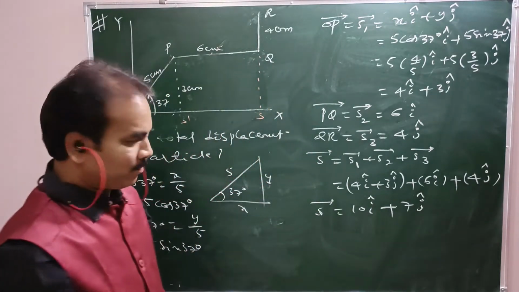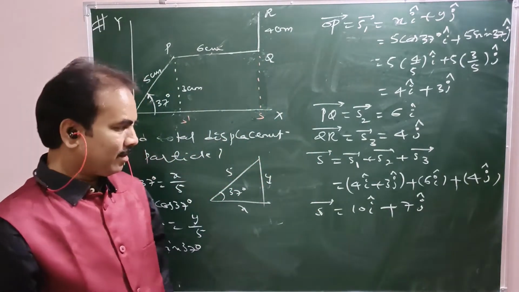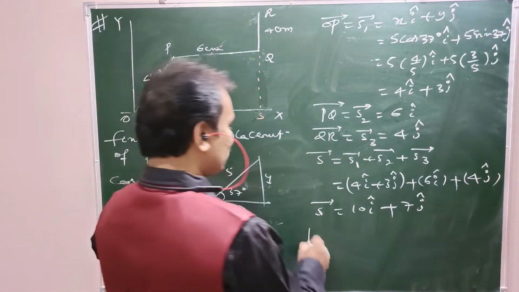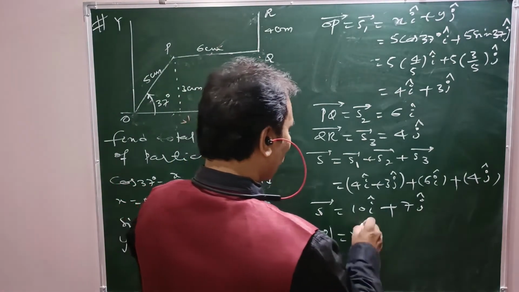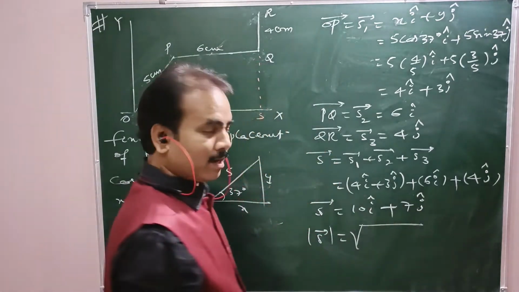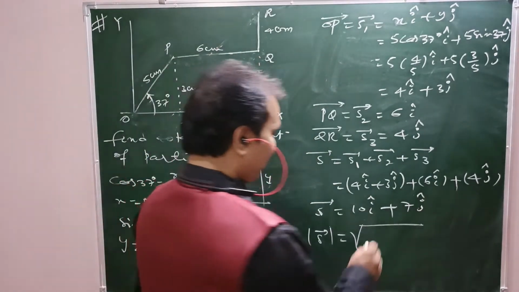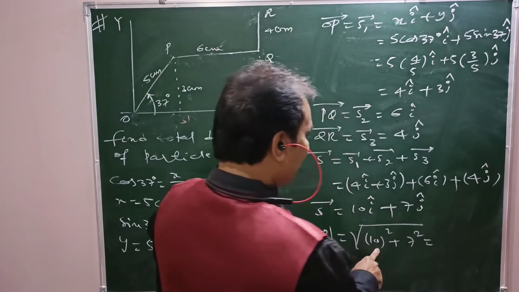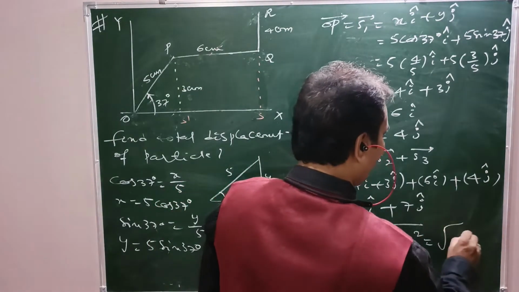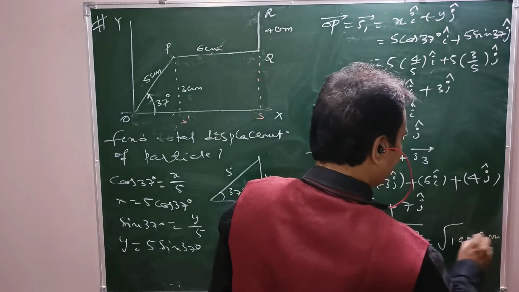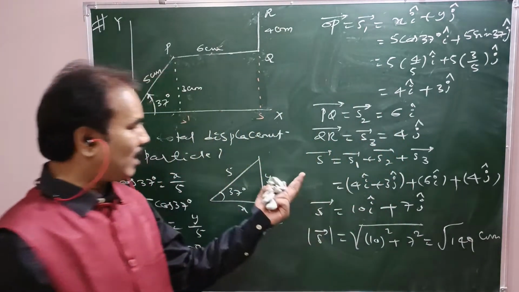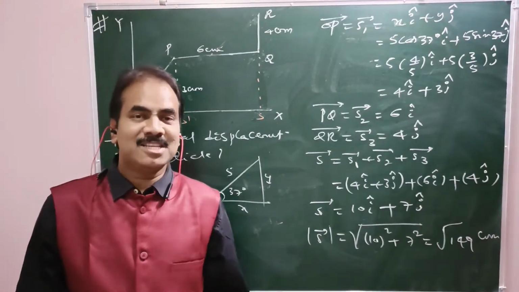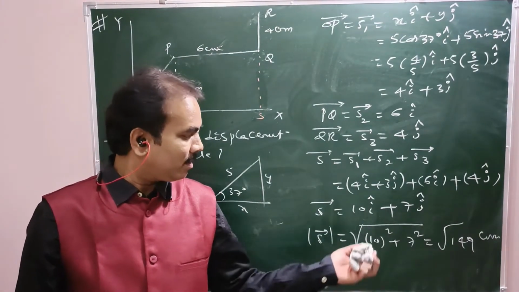We got the same expression once again as in the previous case, right? That is mod S bar, magnitude of displacement, equals root over x square plus y square. That is 10 square plus 7 square, 100 plus 49, root 149 centimeter. Okay, so like that, in this method also we can determine distance and displacement, right?